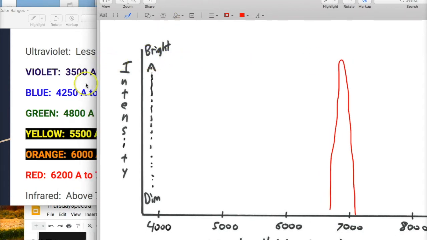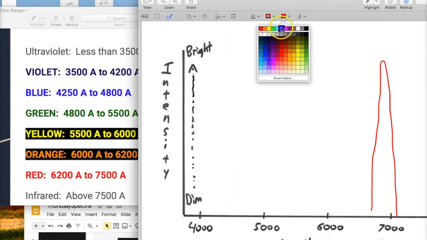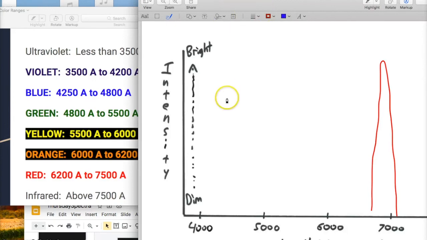There's also a medium blue line. So for blue, it's anywhere between 4,250 and 4,800, so it's right around here. So I'm going to change this to blue. If you don't have colors, it's okay. You can draw it whatever color you want, because really the wavelength tells us the color. I'm going to draw it right at 4,800.